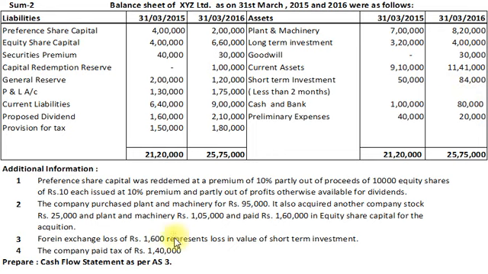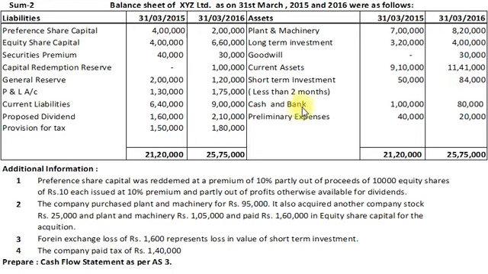There is an adjustment number 3. Foreign exchange loss of rupees 1600 represents loss in value of short-term investments. It means this loss is recorded in profit and loss account. So while preparing cash flow statement, we will reverse the entry for foreign exchange loss, and our entry will be profit and loss account debit to investment account. So by preparing cash flow statement, 1600 rupees will be added in profit in operating activities, and the same 1600 rupees will be added in closing balance of investment account.